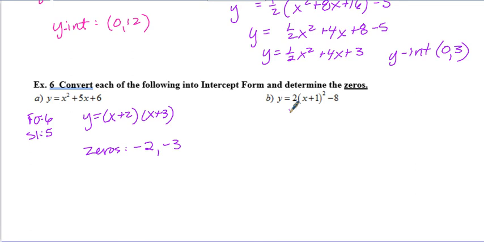B, we need to get to intercept form. Let's first get ourselves into standard form, because once we get to standard form, we can factor it. Right now, we can't factor this. So let's go ahead and combine these.